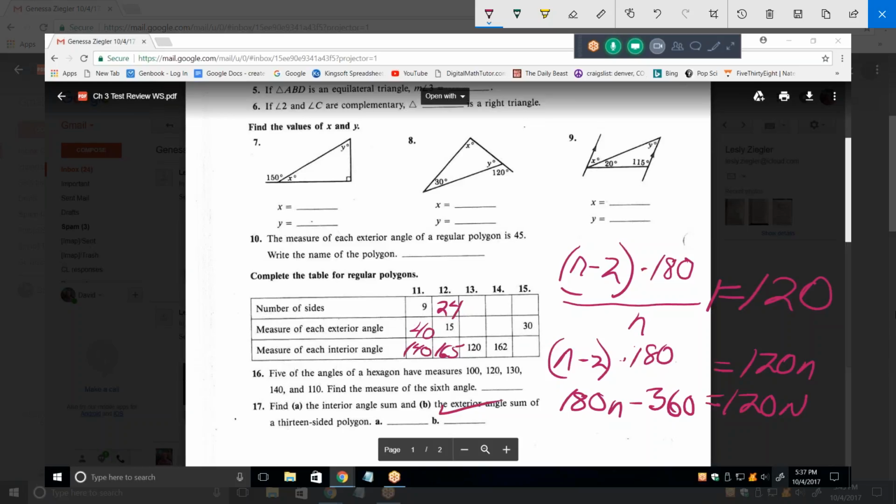Now, I understand why you put the 180 on, wanted to move it over to the right side. The problem is you create negative coefficients when you do that. And negative numbers are probably responsible for more mistakes in math than anything else. So I really go out of my way to try to convince people to keep your coefficients positive if you can. Okay? Notice that if I subtract 120n from both sides, I'm going to have 60n.